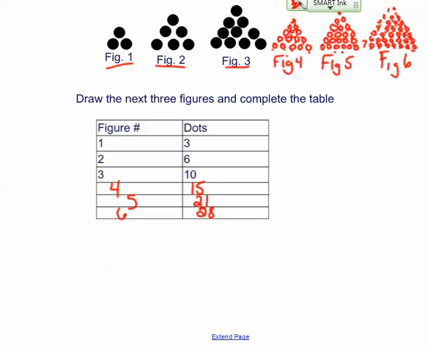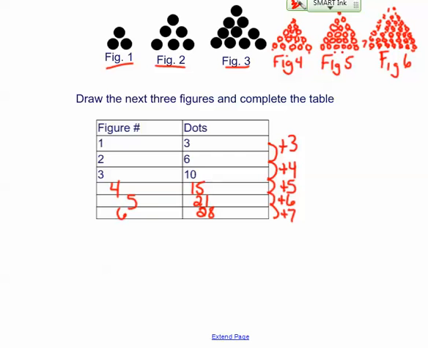Okay. Now, if you want to start looking at a pattern here, our figure numbers stayed the same for the most part, but look at your dots. It went from 3 dots to 6 dots, well, that's an increase of plus 3. To go from 6 to 10 is an increase of plus 4. To go from 10 to 15 was an increase of plus 5. 15 to 21 is an increase of plus 6. And 21 to 28 is an increase of plus 7.